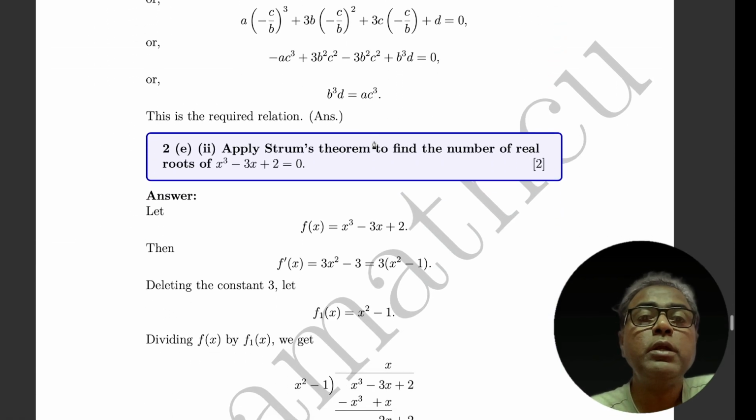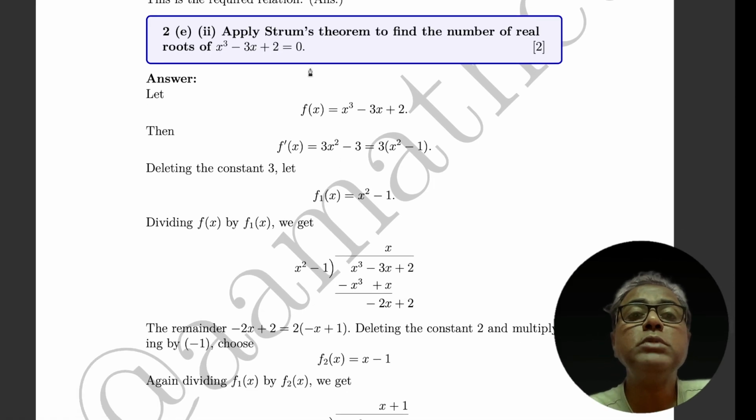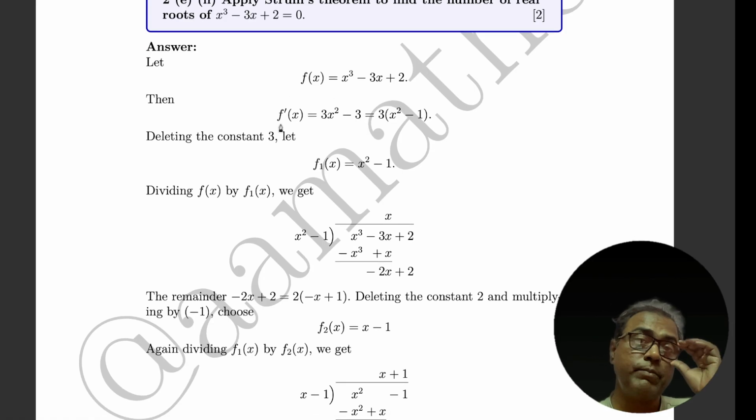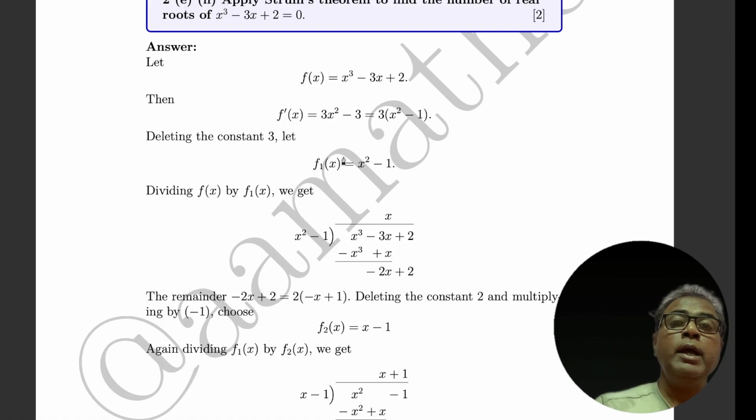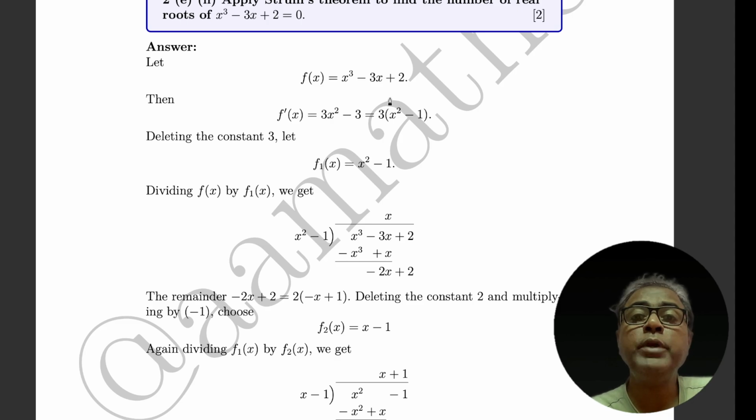Next question, 2E2. Apply Sturm's theorem to find the number of real roots of x cubed minus 3x plus 2 equal to 0. Now here the function f(x) equal to this. Then the first derivative with respect to x is 3x squared minus 3, taking common the constant term 3, 3 times (x squared minus 1). Deleting the constant 3, we get this expression x squared minus 1, and this is the first Sturm function, f1(x) equal to x squared minus 1.